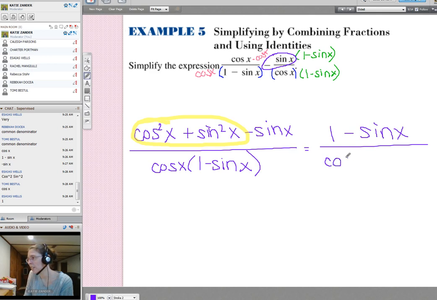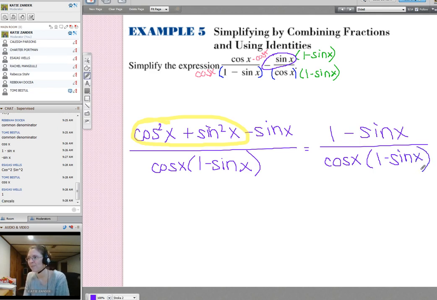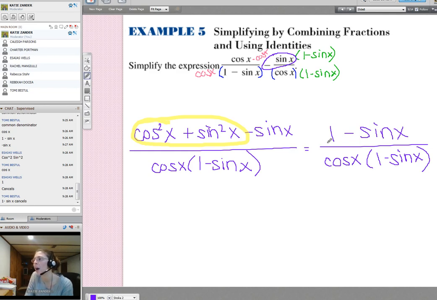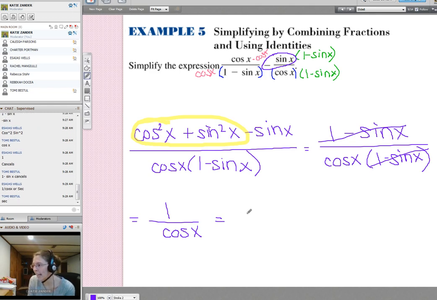Look what just happened. When I do that, what happens next? You can cancel out with the 1 minus sine x. That's so awesome. That's what we were kind of hoping would happen. That's why we left that denominator factored or split apart there. All right, that's a reciprocal function because you have 1 over something. What's the reciprocal function that equals? Secant. Good. So we can simplify this all the way down to just a secant x.